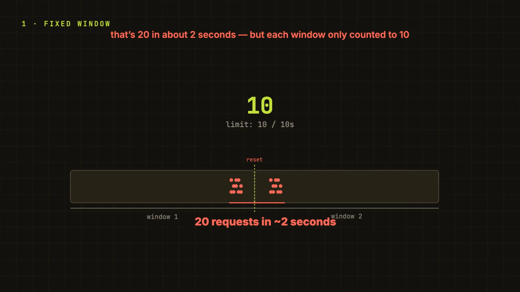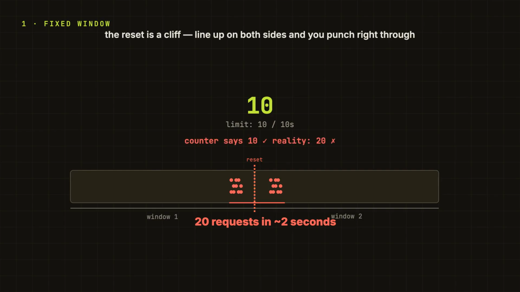The limit said 10 per 10 seconds. They got nearly double in a 2-second spike. And your service absolutely feels that burst. That's the fixed window problem. The reset is a cliff. Line up on both sides of it and you punch right through.